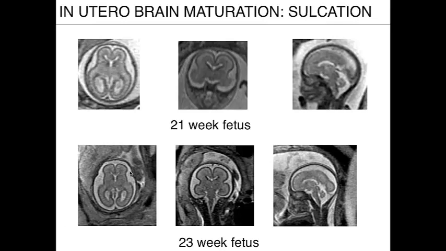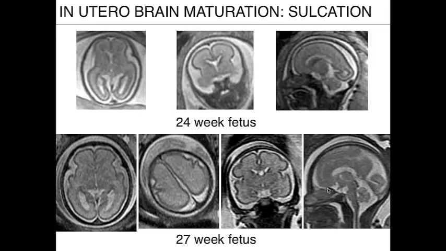Contrast that to the 23-week fetus, where we have a much more angled appearance of the sylvian fissures on both the axial and coronal images with progressive growth of the anterior and posterior operculum. We can also see here early formation of the calcarine sulcus as this very small indentation on the surface of the brain.